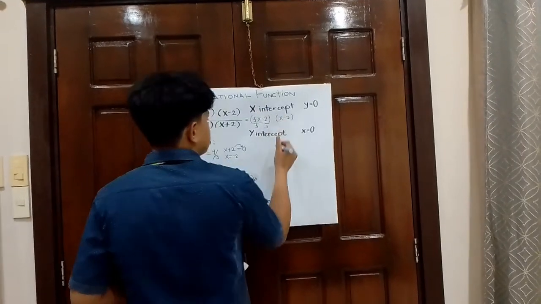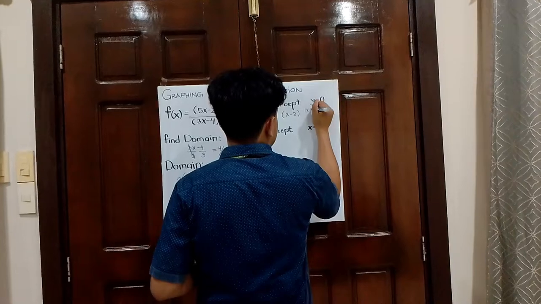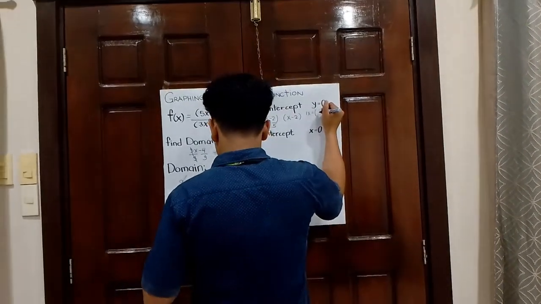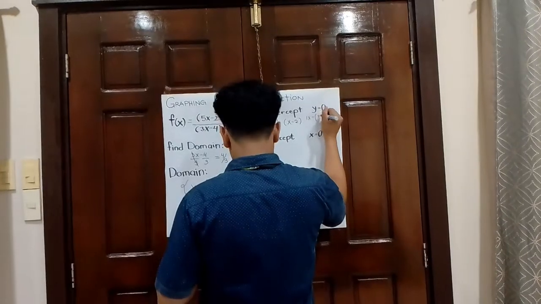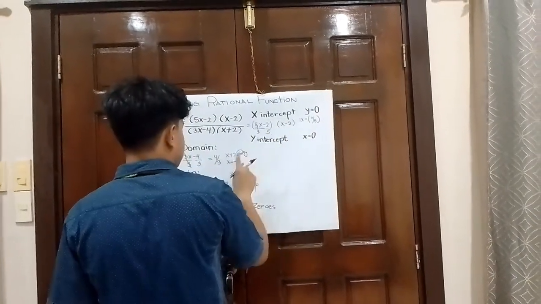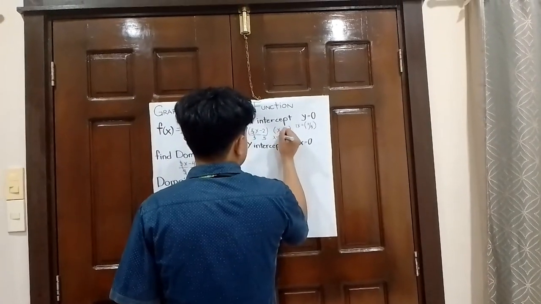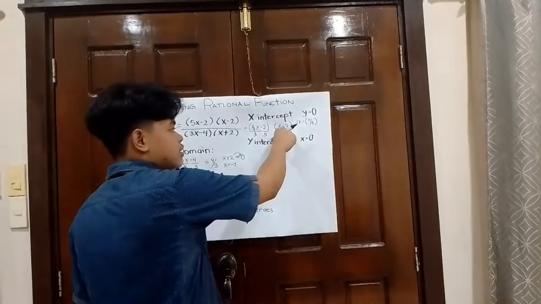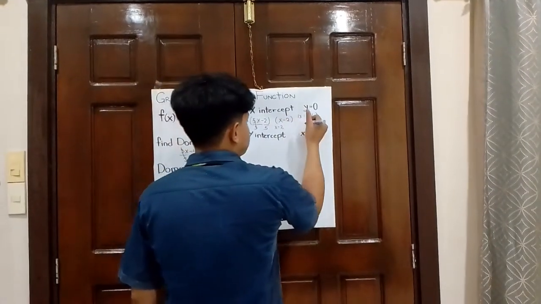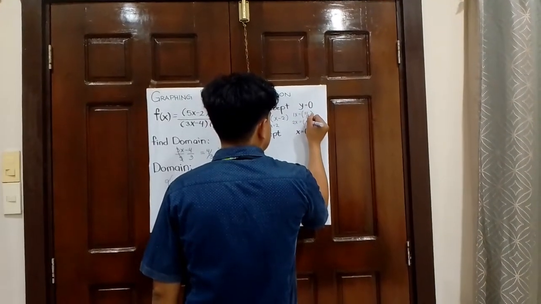So our first x-intercept equals 2/5. For x minus 2, it is the same. We can transpose the 2, so x equals 2. Since it is a negative sign, when transposing it becomes positive. So x equals 2 will be our second x-intercept.